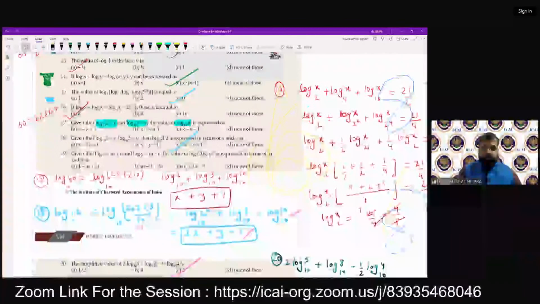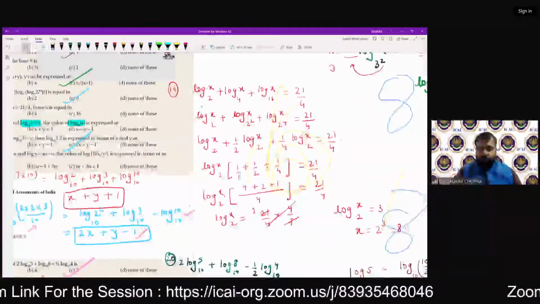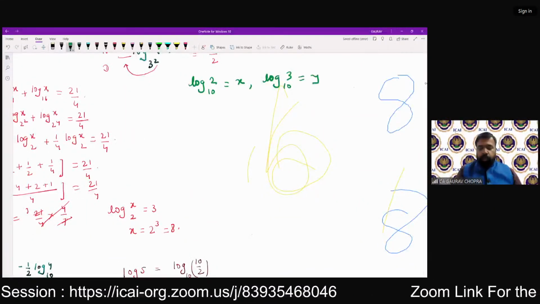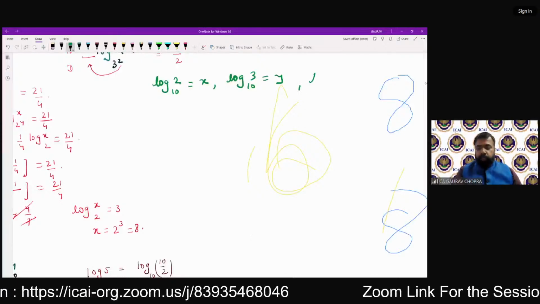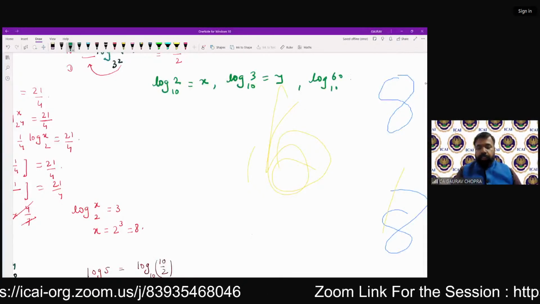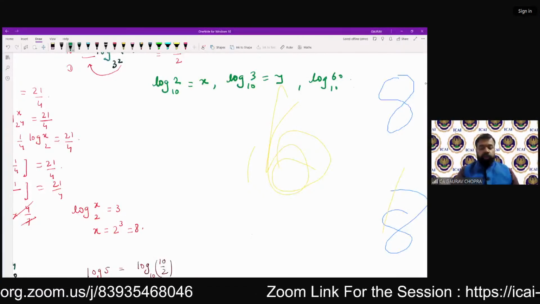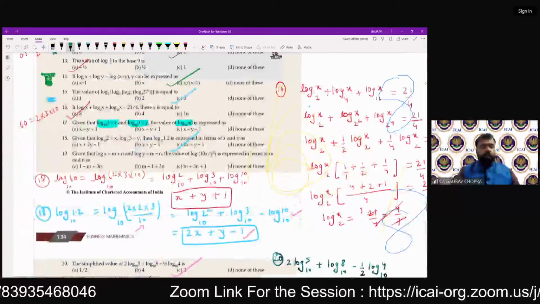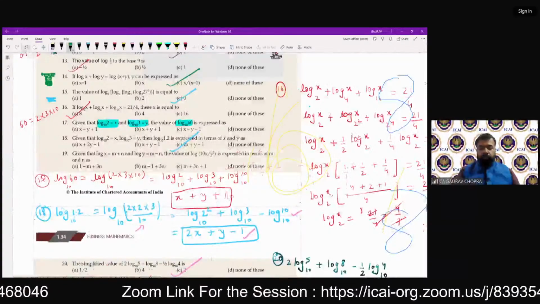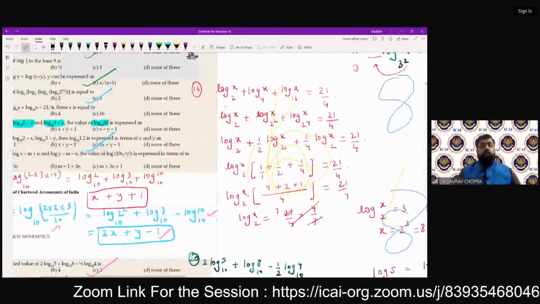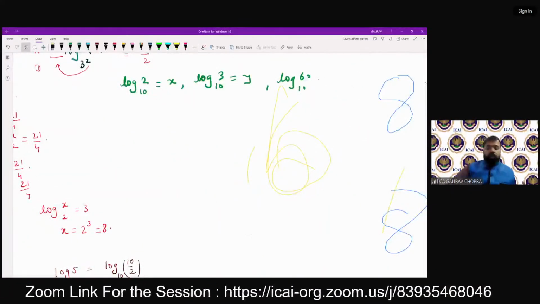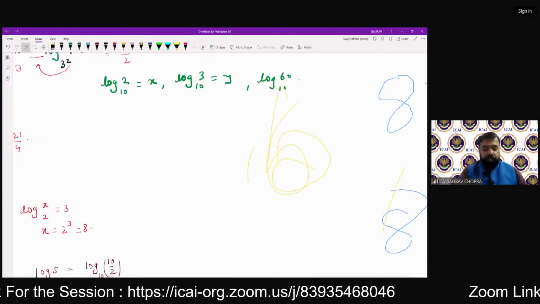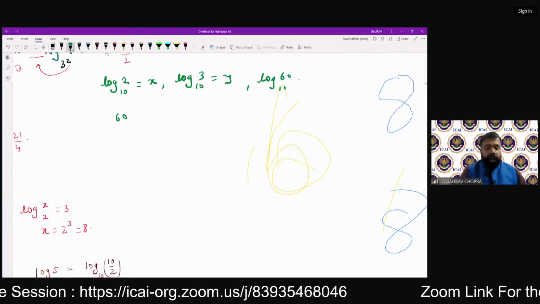Log 3 base 10 is y. And then you have to express log 60 base 10. Okay, so log 60 base 10 इसका वैल्यू आपको कैलकुलेट करना है एंड इक्वेशंस आपको गिवन है। ऑलराइट, तो सबसे पहले हम यहाँ पे क्या करेंगे कि 60 के फैक्टर्स क्या होते हैं, how can we write 60.